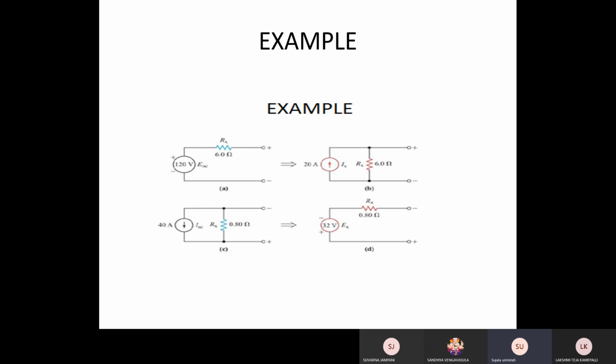So it is equal to 2 amps of current, from the 12 volt source in series with 6 ohms. Simply we have taken 12 by 6, and 12 by 6 is equal to 2 amps. And what is the resistance in series? The same resistance will become the parallel resistance here. So a voltage source will be converted into a current source and a current source will be converted into a voltage source.